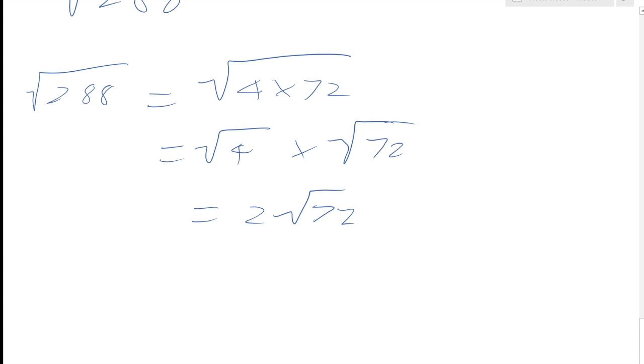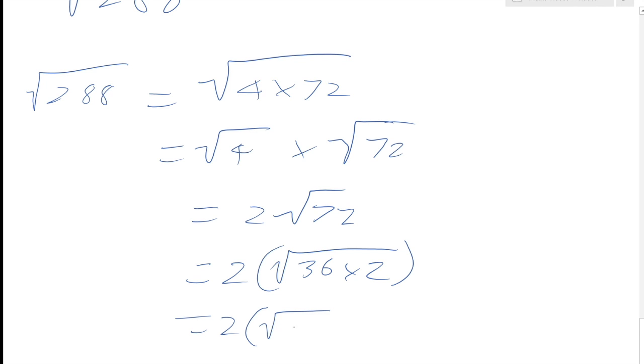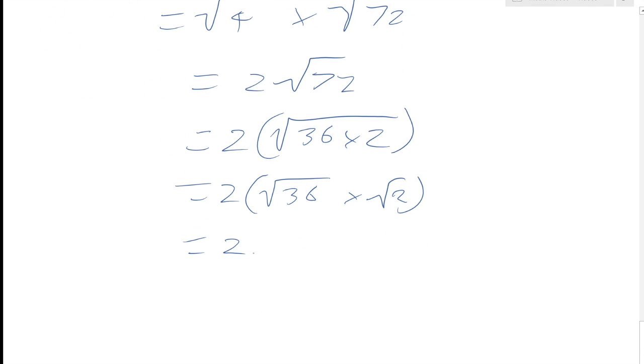But our 72 can be simplified down further to equal 2 of root, say 36 times 2, or you could do 4 times 18, 9 times 8, whatever, as long as you factor out a square. Root 36 times root 2 there, which is 2 times 6 times root 2. And then, because everything's being multiplied, it's 2 times 6 root 2, which is just 12 root 2.